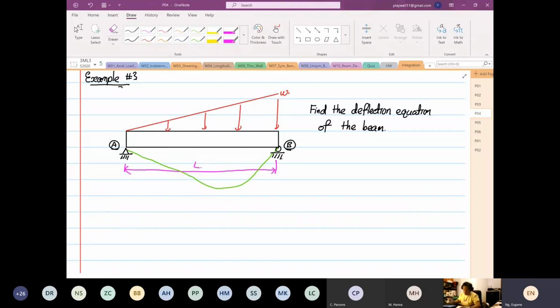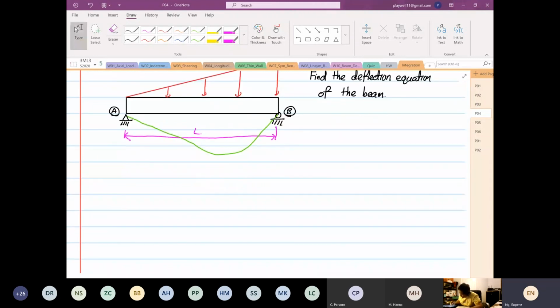So this is x equal to 0, x equal to L, V, M, theta, y, V, M, theta, y. So we already know that this is simply supported. At x equal to 0, M is equal to 0, and at x equal to L, M is equal to 0. And the next one that we know is when x is equal to 0, y is equal to 0 because it's a pin. When x is equal to L, y is also equal to 0, right? You know that at these 2 points, it cannot deflect, okay?